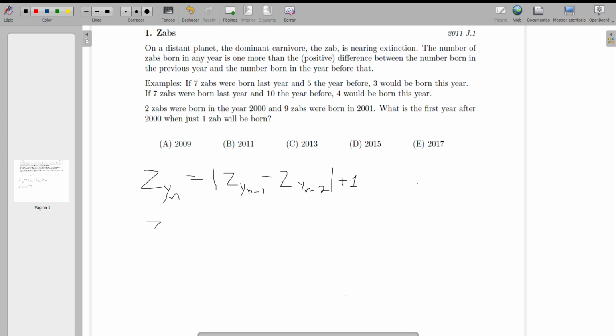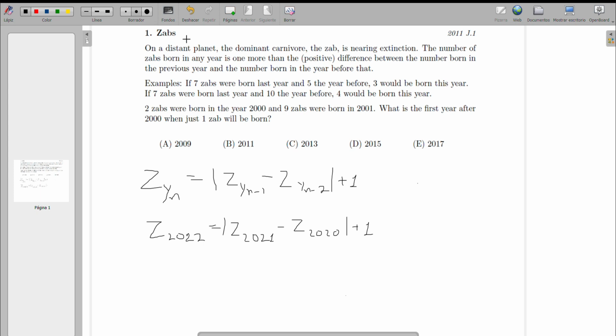As an example, if we want to know how many sabs would be born this year, that means 2022, we should know the sabs born in 2021 minus the sabs born in 2020, and add 1 to that positive or absolute difference.